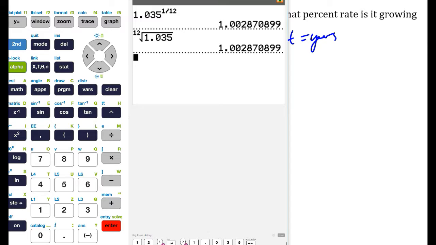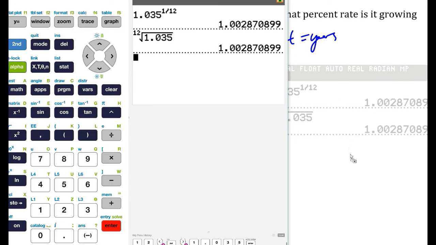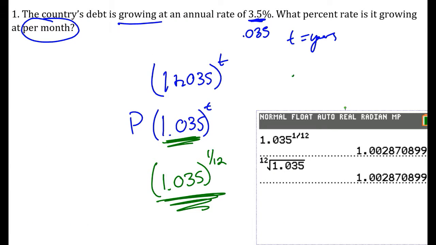So, what is it growing at a monthly rate? It appears to be growing at a monthly rate. It's p times 1.00287, let's say, to the m, where m equals months. So if I want to know how much it grew by after 18 months, I'd plug in an 18 to here. So it's just changing the units.